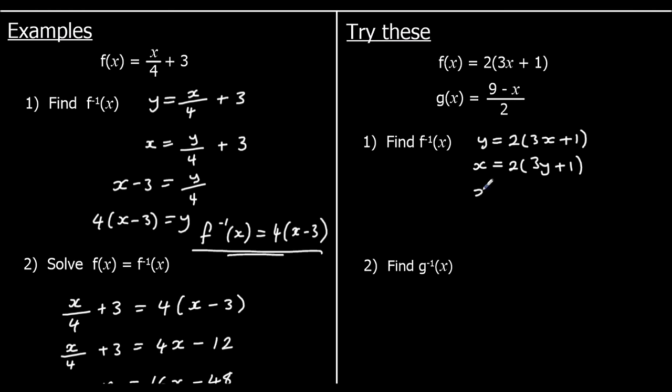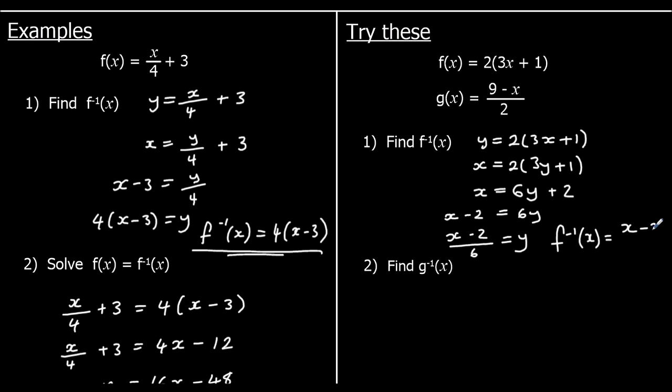I'm going to expand this bracket first. So 2 times 3y is 6y, and 2 ones are 2. Now I'm going to take away 2 from both sides. So x minus 2 is 6y. I then divide both sides by 6. So y is (x minus 2) over 6. So our inverse function, f inverse of x, is (x minus 2) over 6.